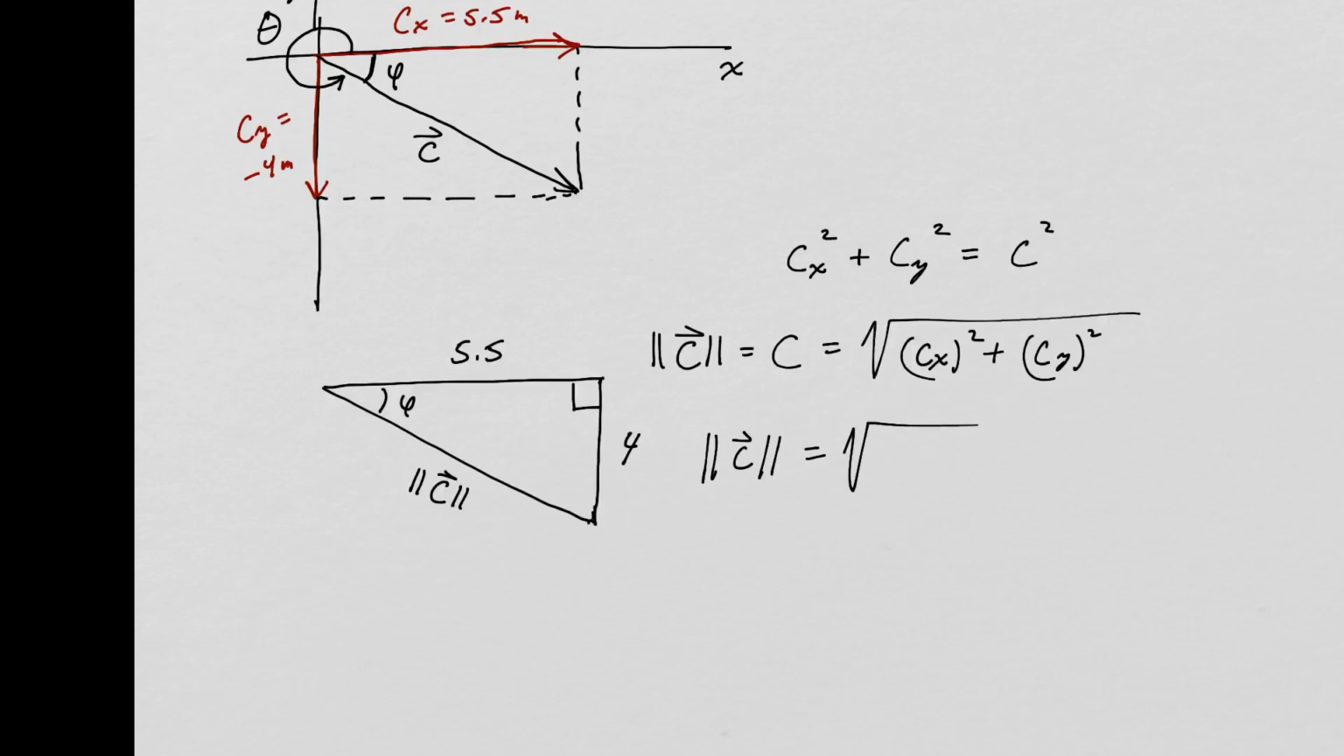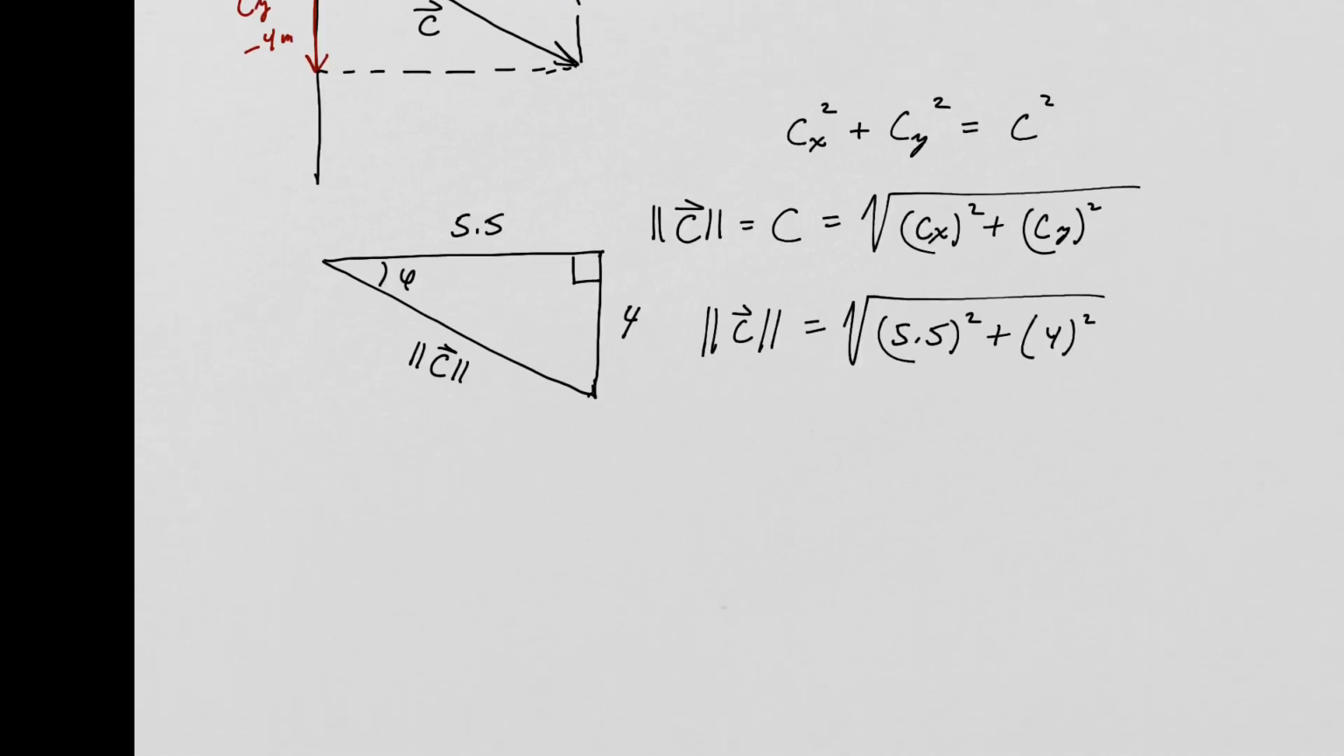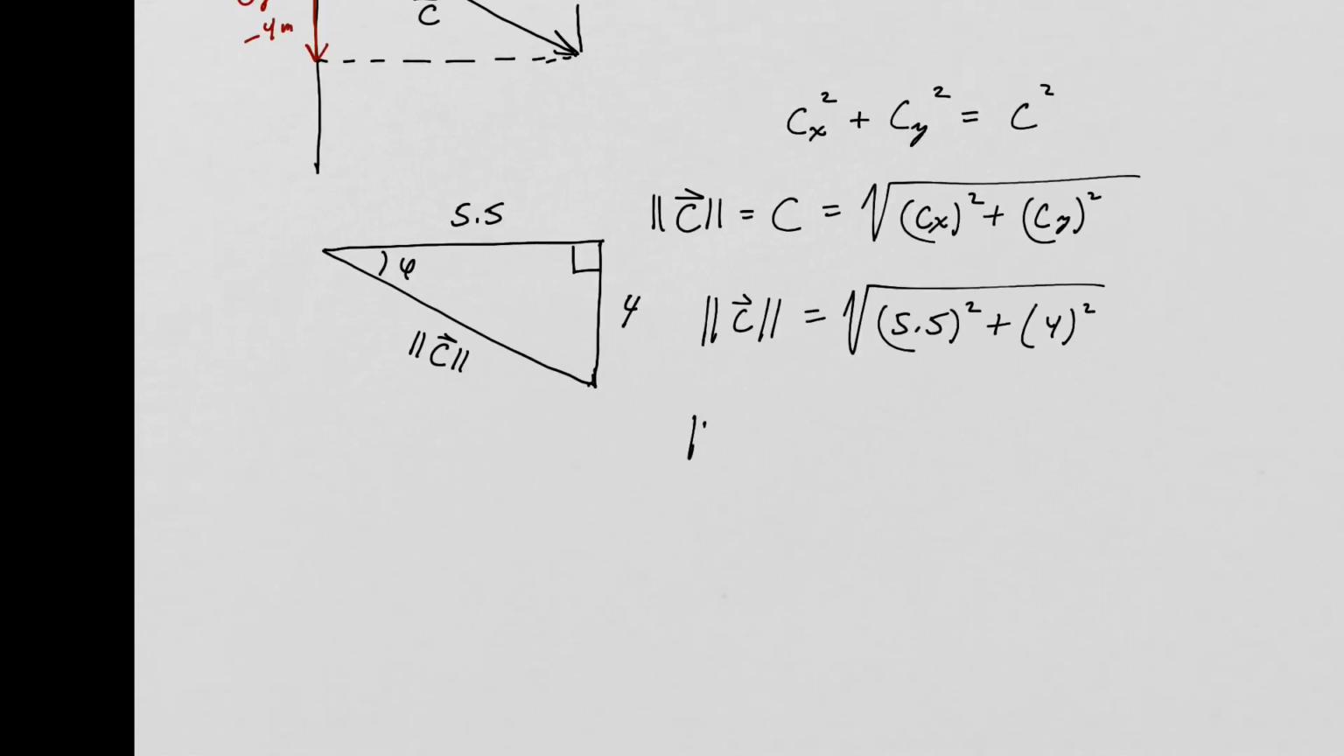So in this case, it's going to be the square root of 5.5 squared plus 4 squared. Or you can even use -4 because you're squaring it, so it doesn't matter. And if you do that, you're going to get that the magnitude of C is equal to 6.8. And it had units of meters, so it was a displacement.